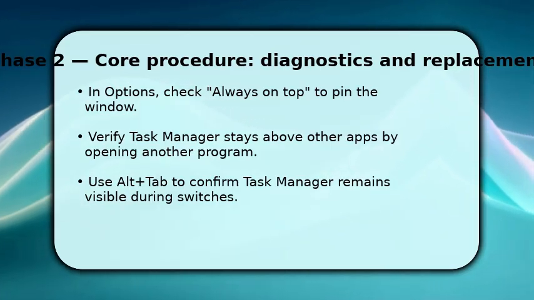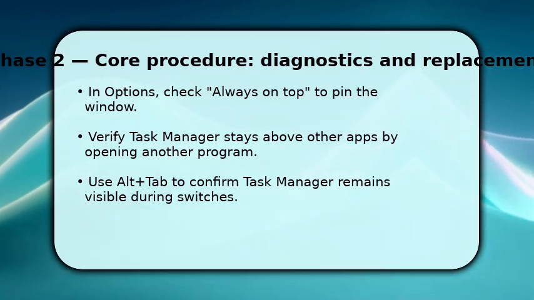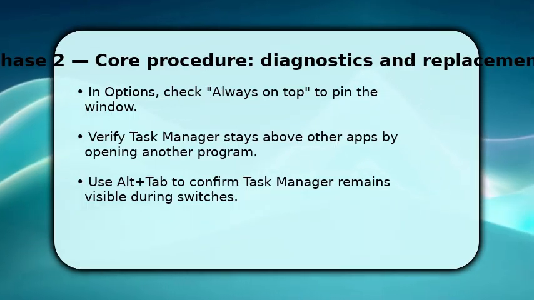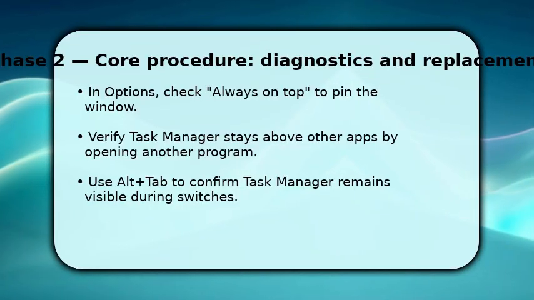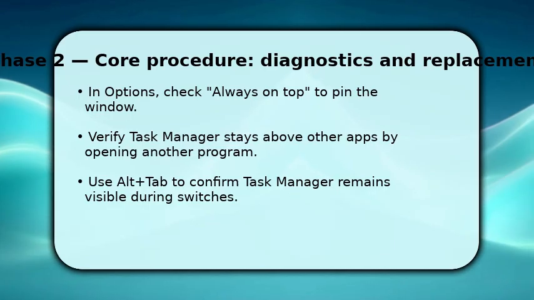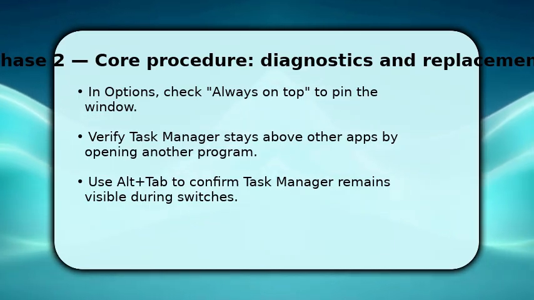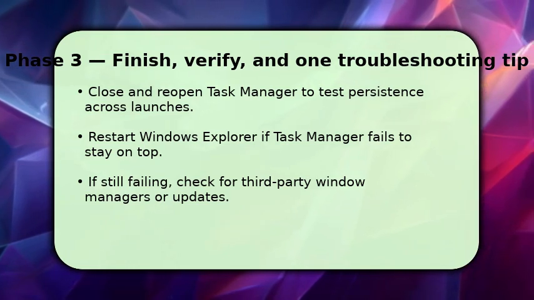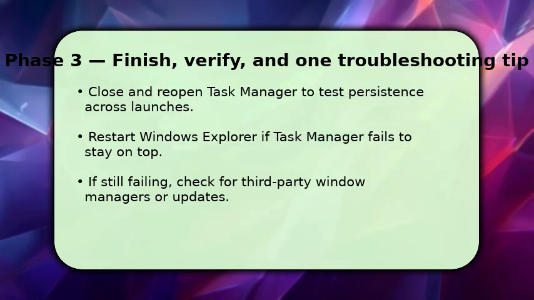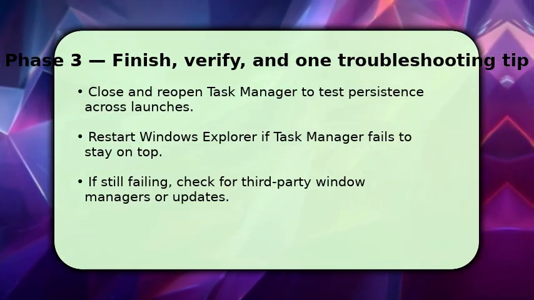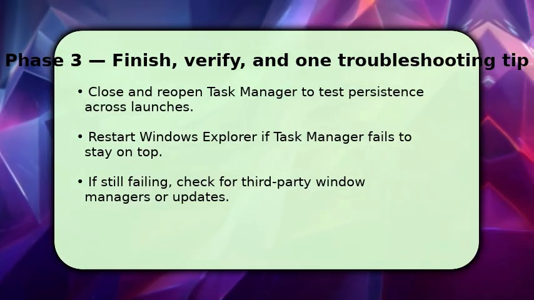If you switch tasks using Alt plus Tab, watch how Task Manager behaves. This verifies the rule applies across desktop sessions. Also note that this setting is per user session, so you'll see the effect immediately, and it persists until you uncheck the option. To finish, close Task Manager and reopen it to ensure the Always on Top flag persists across launches. That confirms configuration.